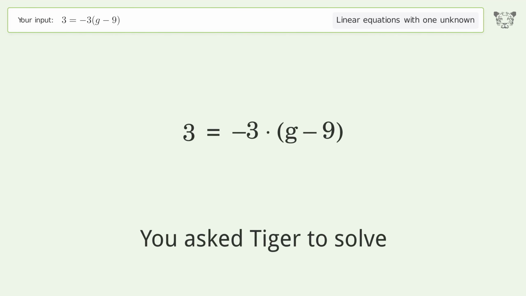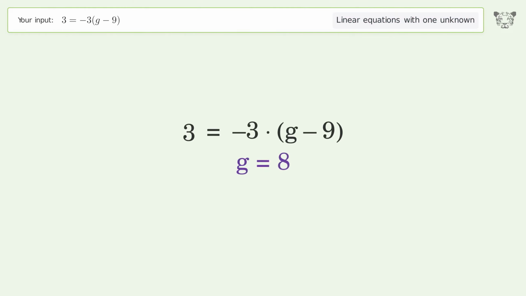You ask Tiger to solve this. It deals with linear equations with one unknown. The final result is g equals 8. Let's solve it step by step.